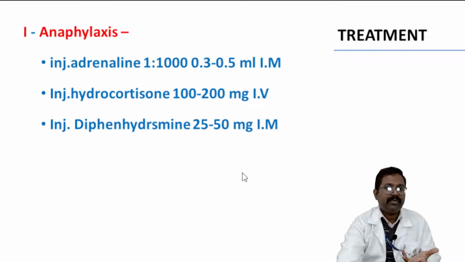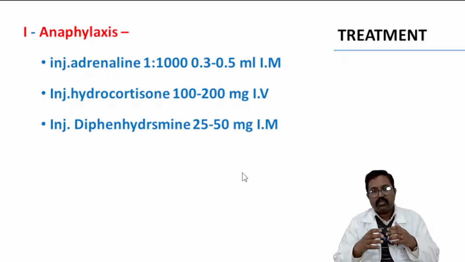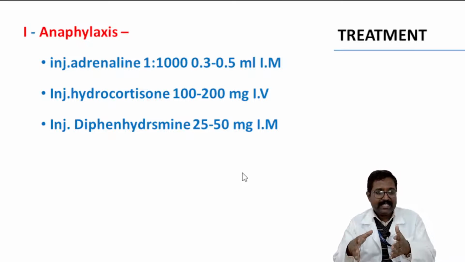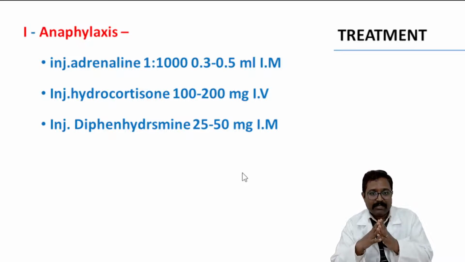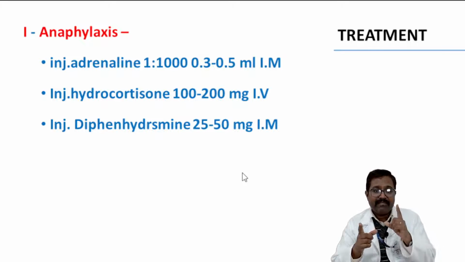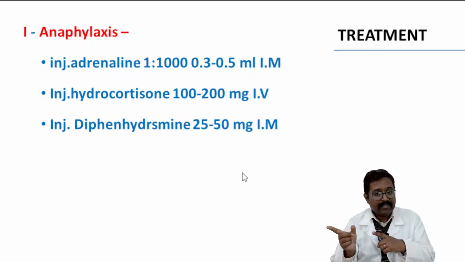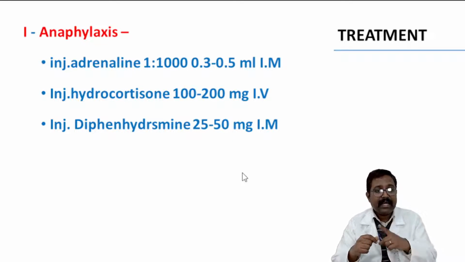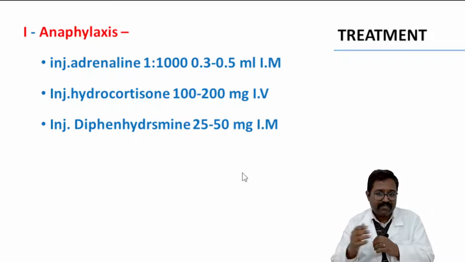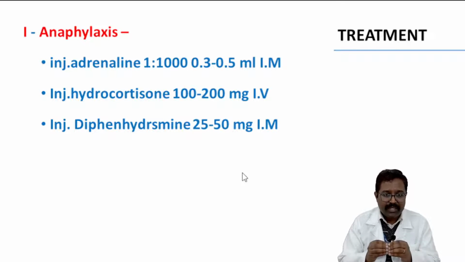So what is the treatment for anaphylaxis? The drug of choice: please remember A for A. Anaphylaxis, A. The drug of choice is adrenaline. So A for A. Anaphylaxis, the drug of choice is adrenaline. The other name for adrenaline is epinephrine. Since it is an emergency condition, you need to give it through the parenteral route, that is, the injection form.